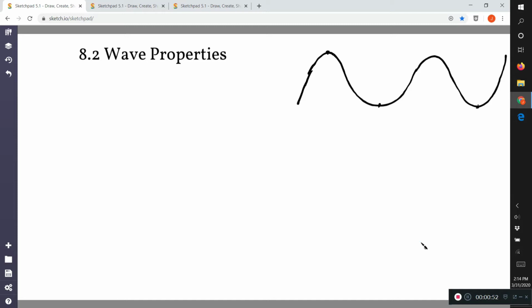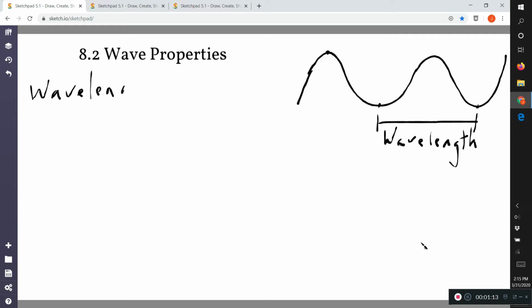The wavelength, which we will talk about a lot today, is the distance from any point on a wave to a similar point on the wave. Now, when we work with wavelength in an equation, because we're going to be doing some math today, we usually measure it in meters. And the symbol we use to represent it is a Greek letter called lambda.